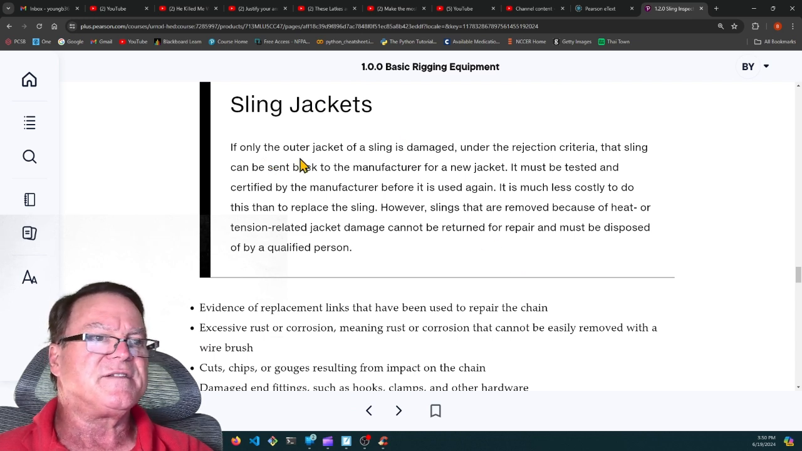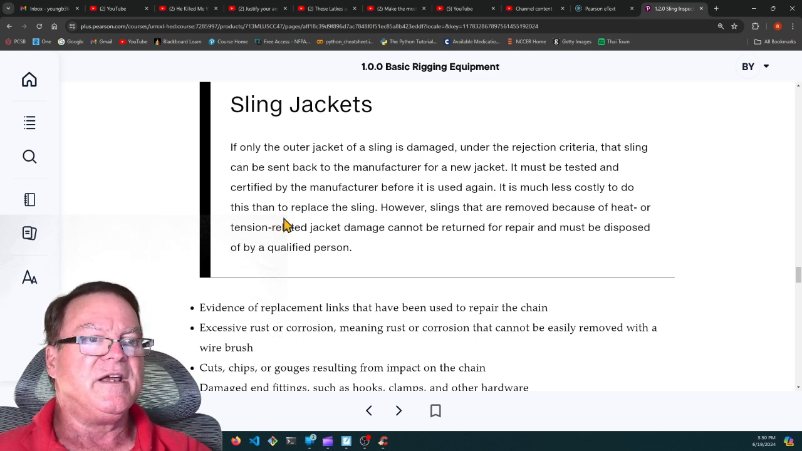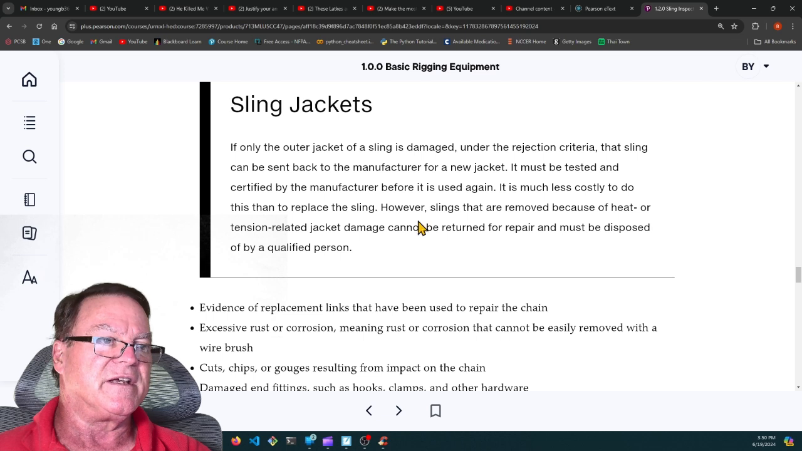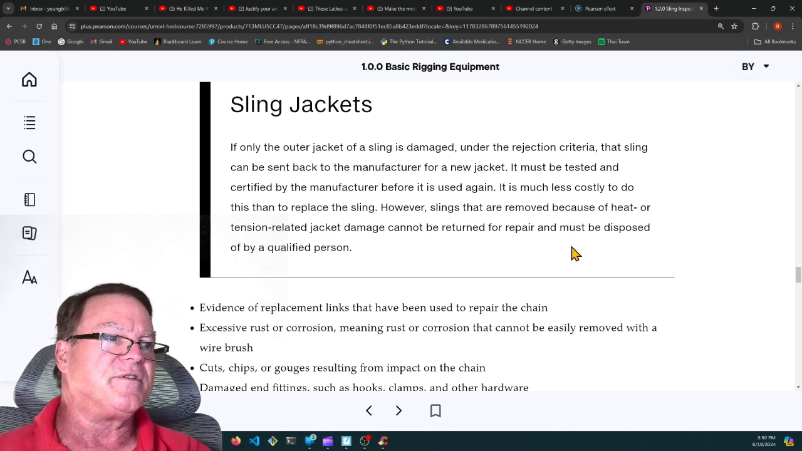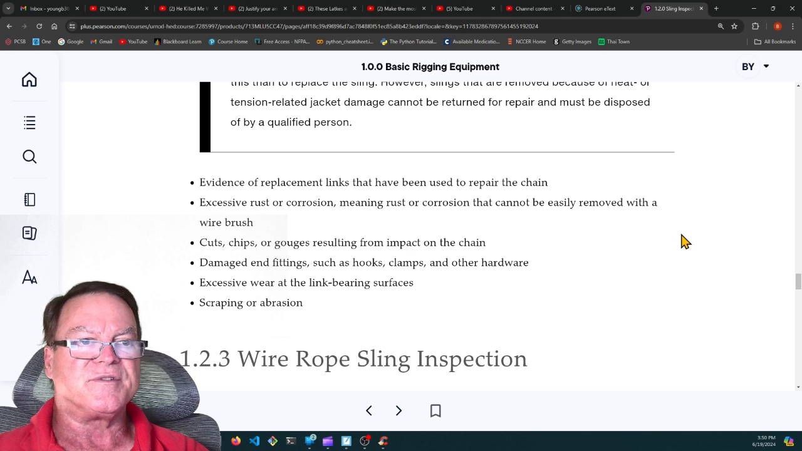Sling jackets. It says if only the outer jacket of a sling is damaged under the rejection criteria, that sling can be sent back to the manufacturer for a new jacket. It must be tested and certified by the manufacturer before it can be used again. It's much less costly to do this than to replace the sling. However, slings that are removed because of heat or tension-related jacket damage cannot be returned for repair. It must be disposed of by a qualified person.